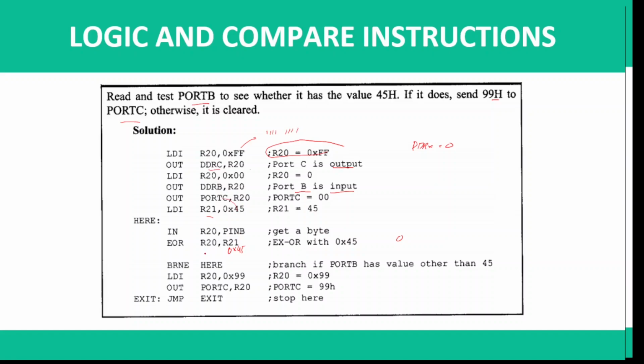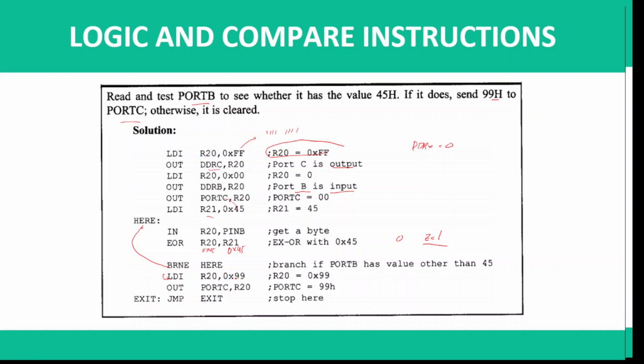So let's assume that R20 is 0x45 also, then we'll have an output of 0. Therefore, since our output is 0, our Z flag is equal to 1. And since Z is equal to 1, we'll have BREQ here. So it loops in this function. If it has a value other than 45, it goes back. But if Z is equal to 1, it proceeds to the next instruction.